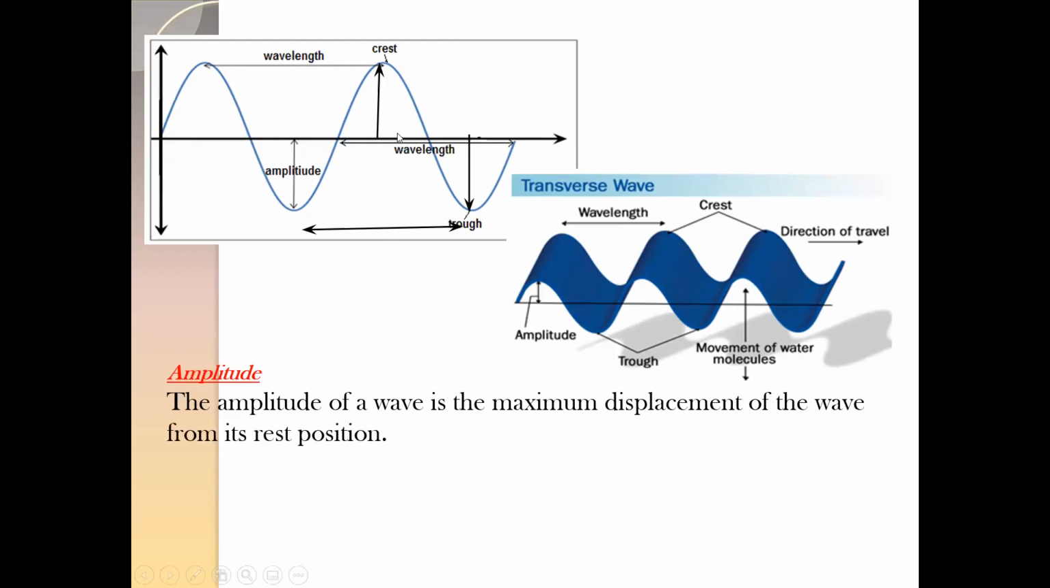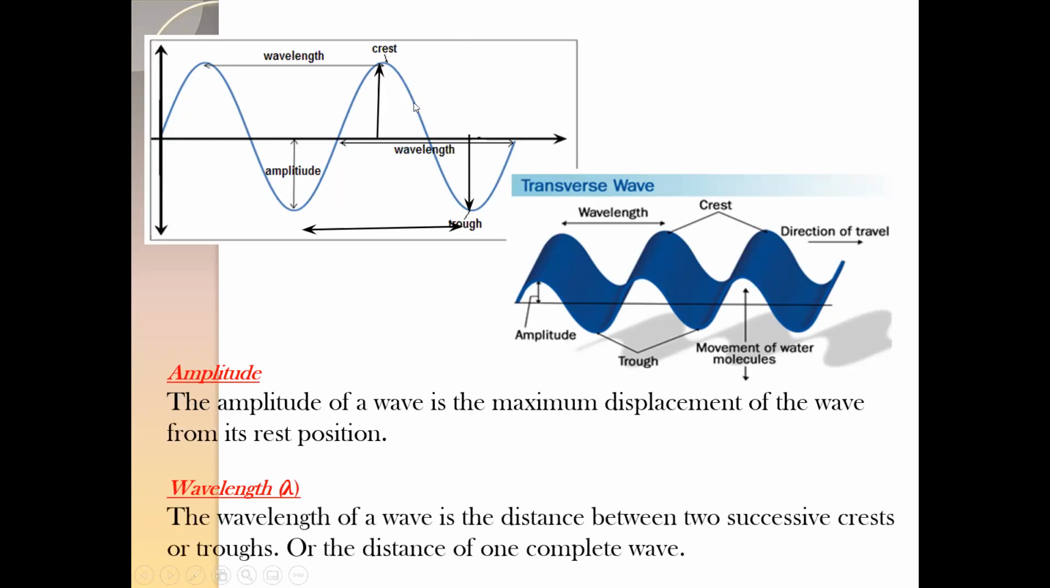So the amplitude of a wave is the maximum displacement of a wave from its rest position, whereas the wavelength is the distance between two successive crests or two successive troughs, or the length of one complete wave. When we draw this, this is one complete wave, so the length of this one complete wave is known as the wavelength.